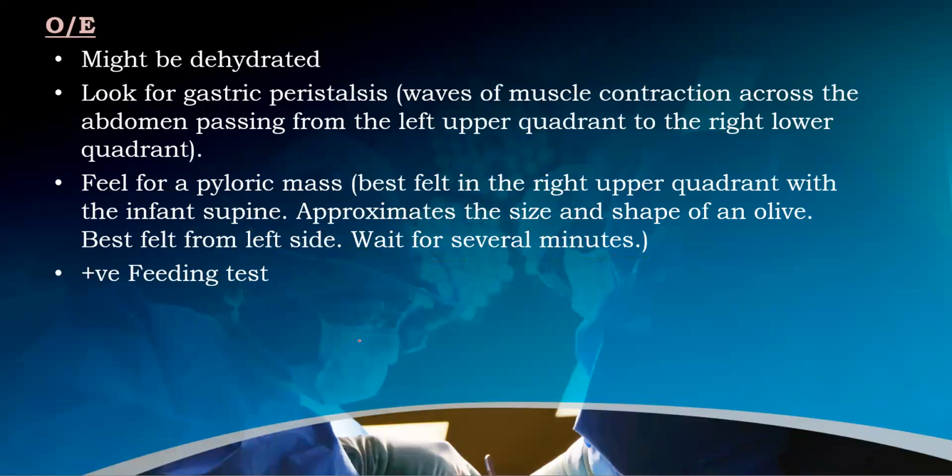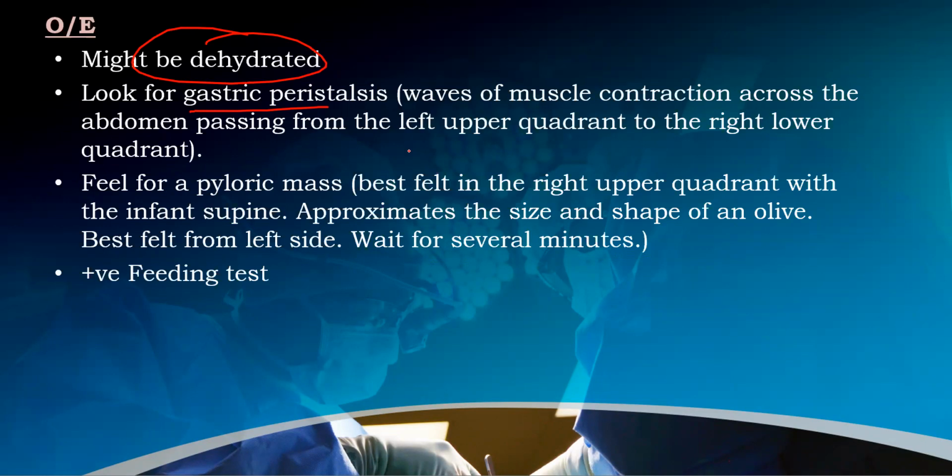In the physical examination, the child might be dehydrated, so don't forget to ask about signs of dehydration in this child. On inspection of the abdomen, you can see gastric peristalsis, and usually these are kind of waves of muscle contraction, which start from the left upper quadrant and go towards the right lower quadrant. So visible gastric peristalsis is one of the signs of pyloric stenosis.